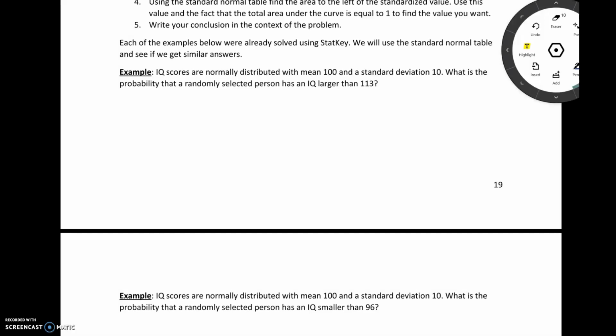In this video, we're going to look at how to solve the same problems we solved using StatKey, but this time we're going to use the standard normal table. Alright, so in this first example, we have that IQ scores are normally distributed with a mean 100 and a standard deviation of 10.